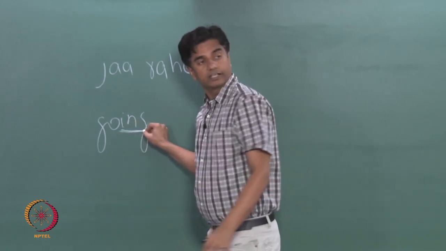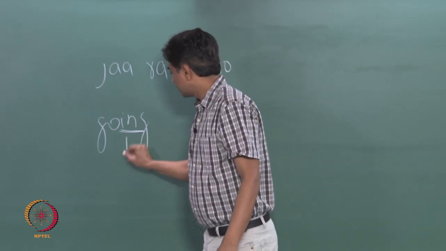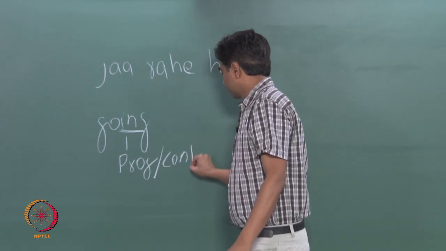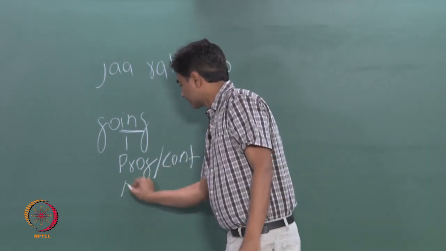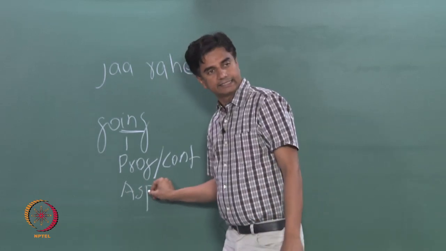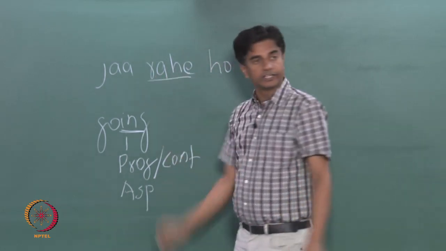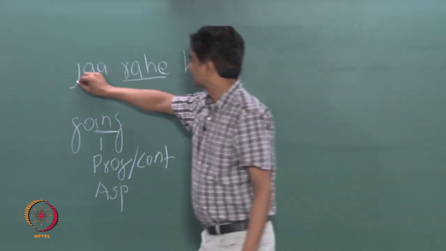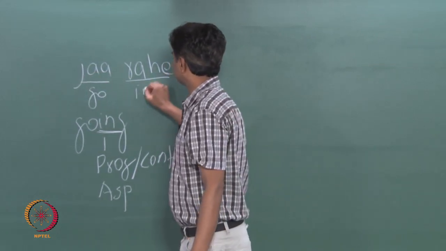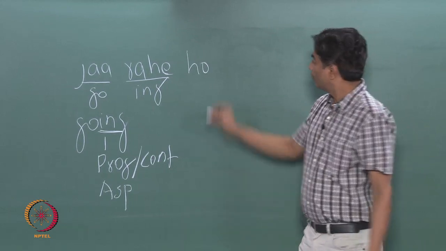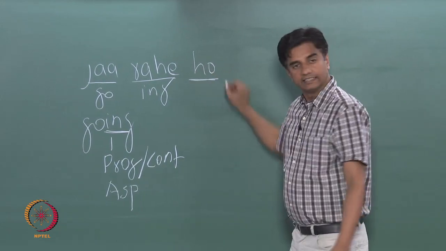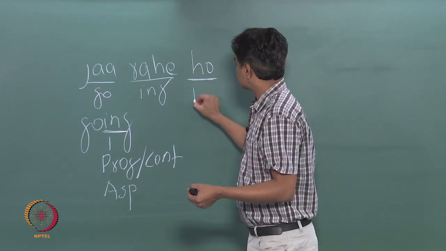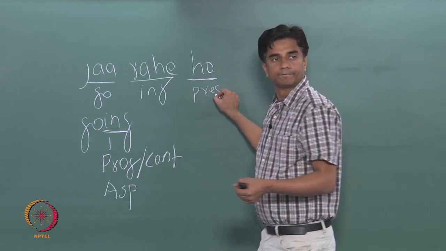the ing marker, which is actually a progressive or continuous aspect marker. See this thing, it is actually a separate word in a language like Hindi. This is go, this is ing. Now, what is this? This is in a way a tense marker, right? This tells us about present tense, okay?